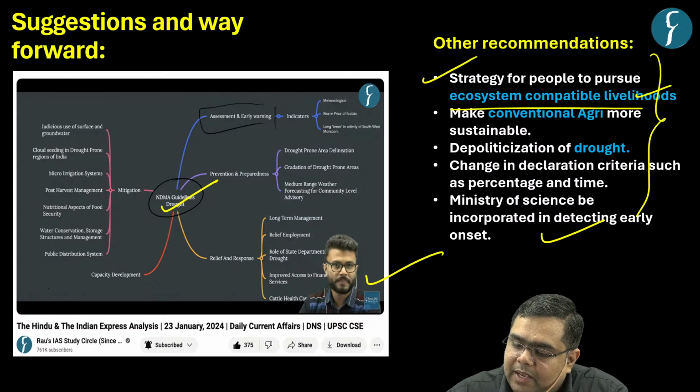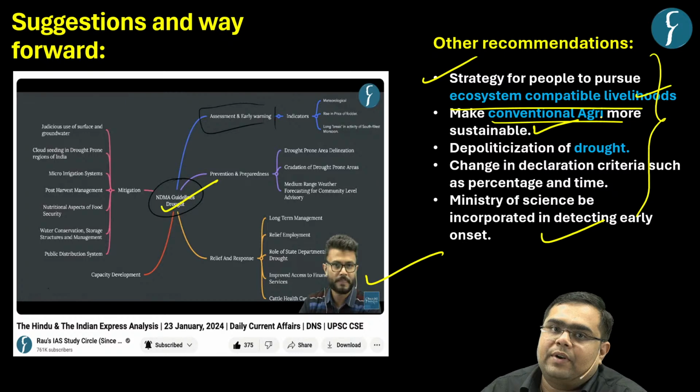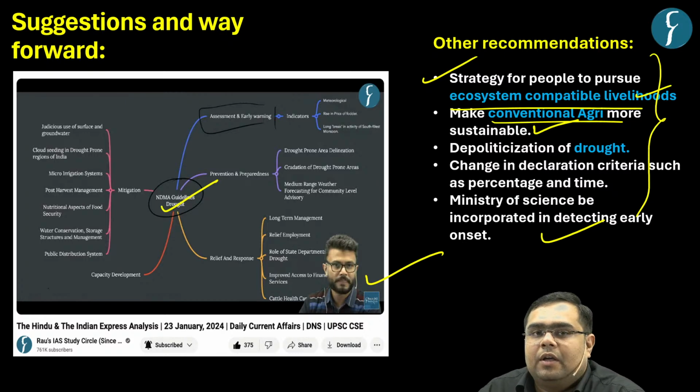Then again, the government of India needs to make conventional agriculture more sustainable in terms of reduced use of fertilizers, reduced use of power, reduced use of water, and so on and so forth.